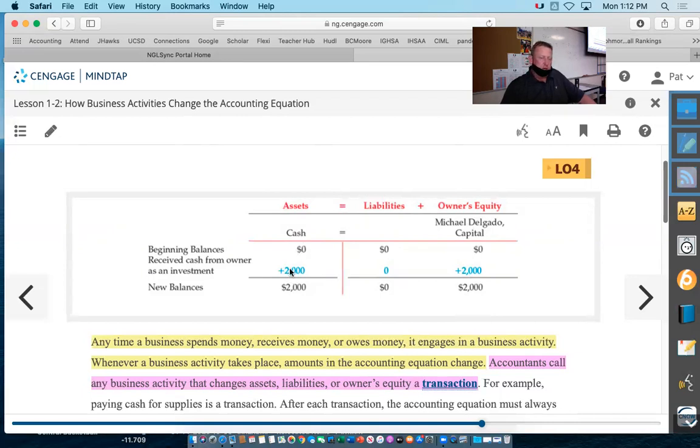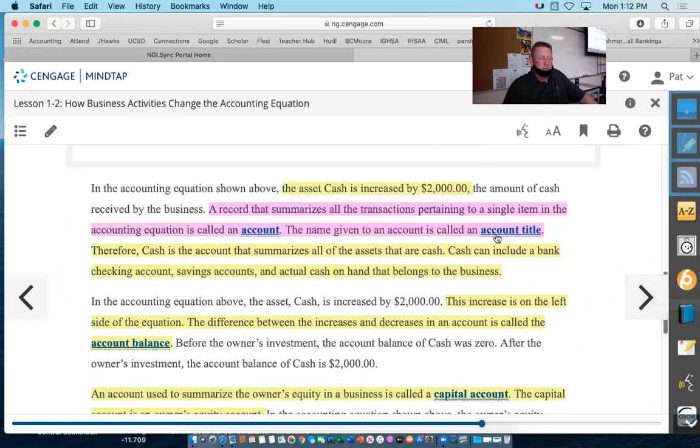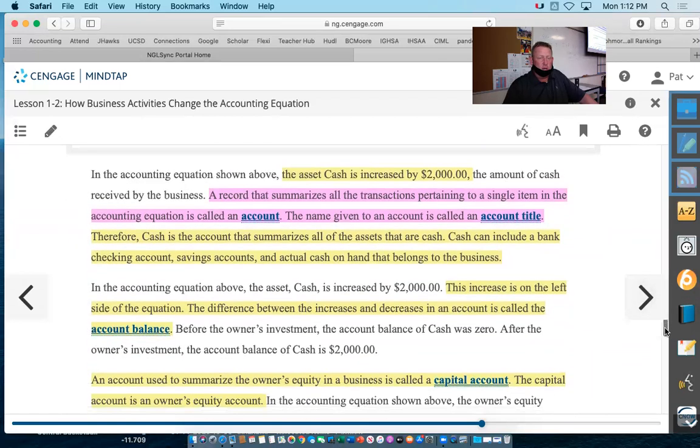Now we need to take 0 plus 2,000 to get 2,000. 0 plus 0, 0. 0 plus 2,000 is 2,000. This line equals 2,000, equals this 2,000. So the accounting equation remains equal to each other. Does that make sense? This explains it a little bit, so we can kind of walk through it.